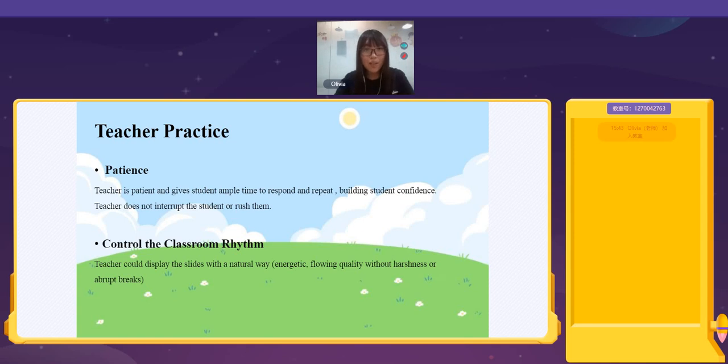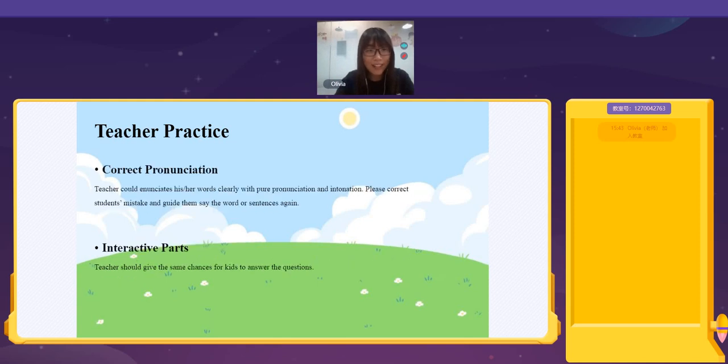rhythm. For example, when you move on to the next part, make it fluent, not just move it and then there's no sound for maybe several seconds. Yeah, please control the classroom rhythm.